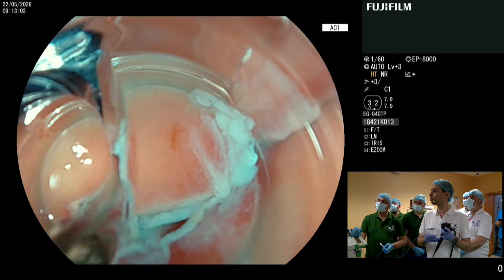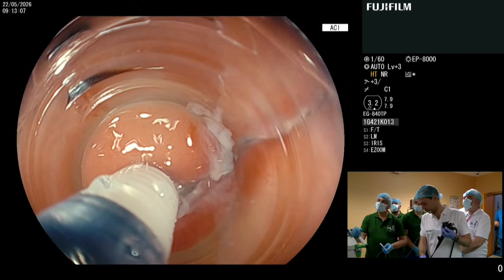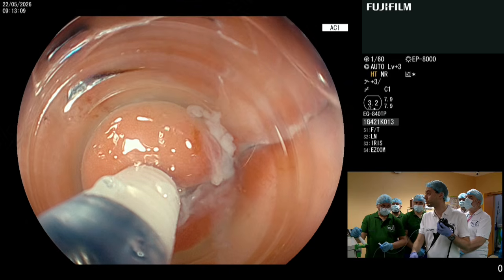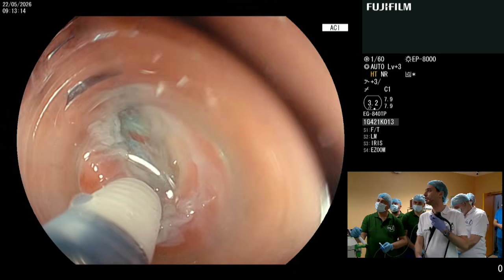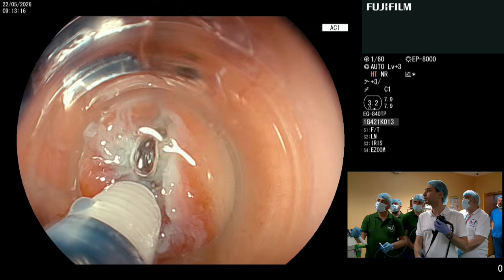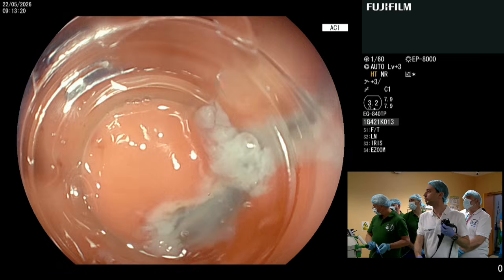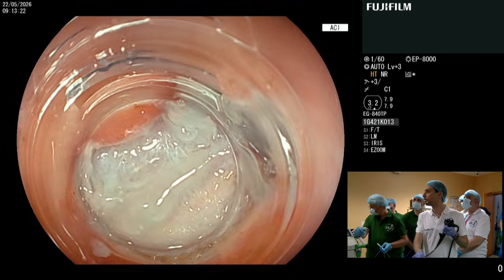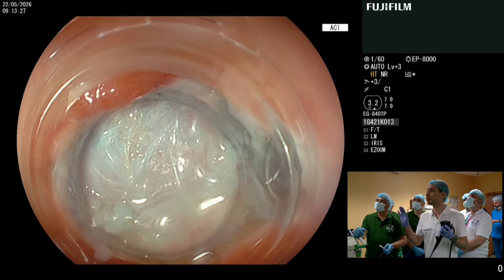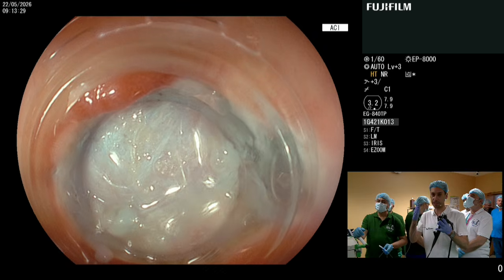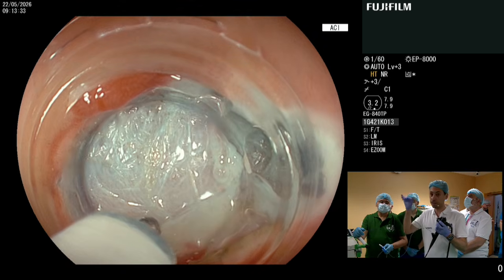The next step is to do the trimming. So now we will cut the muscularis mucosa. I will switch to blue current because we may encounter vessels. Like here, there is one. And I have a very special cap. This is called ST Hood by Fuji. It's a tapered cap. So the advantage of this cap is that it allows us to enter into the pocket more easily.